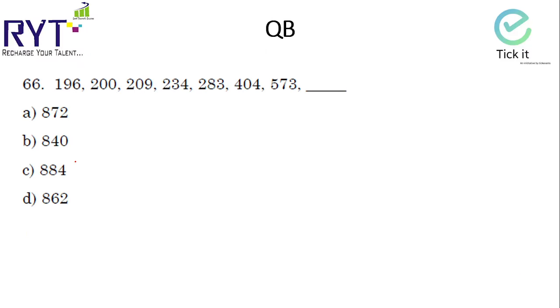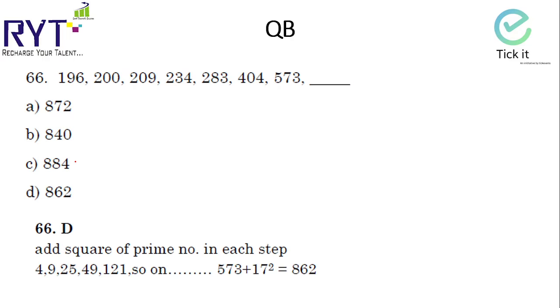Next question. Square of prime numbers in each step. So what is happening here? 196 and 400, 200, the difference is 4. Difference is 9. Difference is 25. Difference is 49.